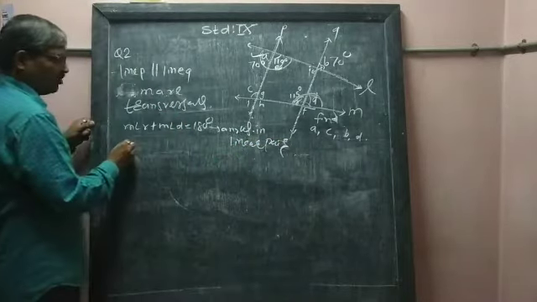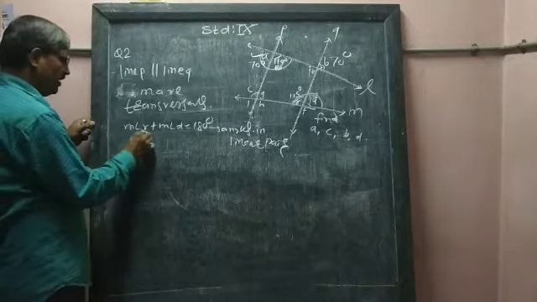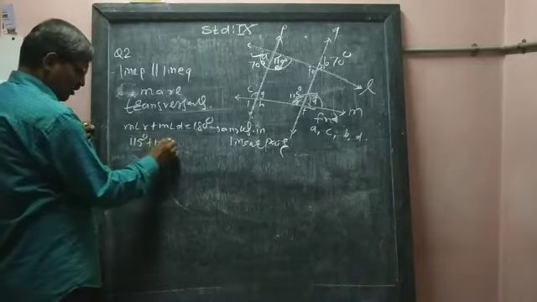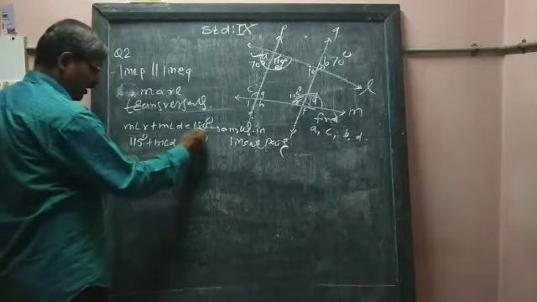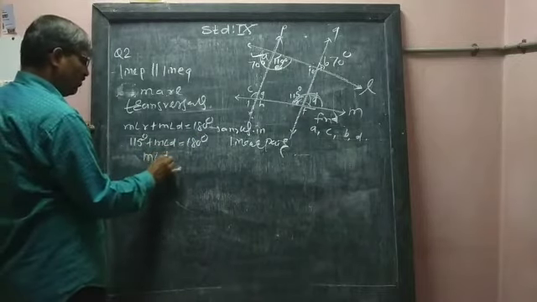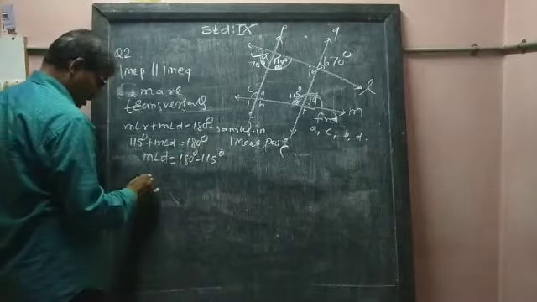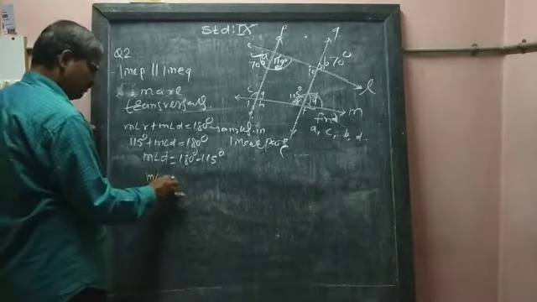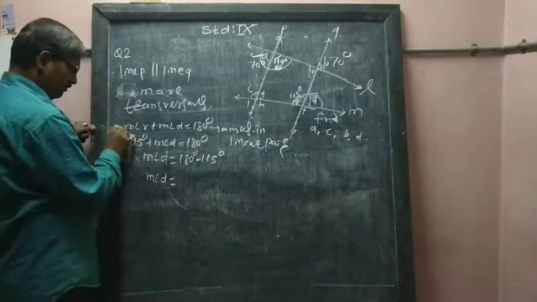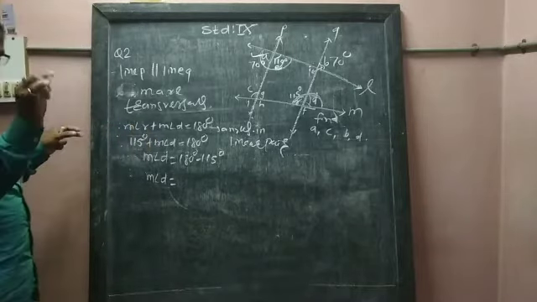So what happened? Measure of angle R is given, 115 degree, plus measure of angle D is equal to 180 degree. Therefore, measure of angle D is equal to 180 minus 115. Thus, what will be the answer? Yes, anybody can tell me. Don't forget to write the therefore sign.